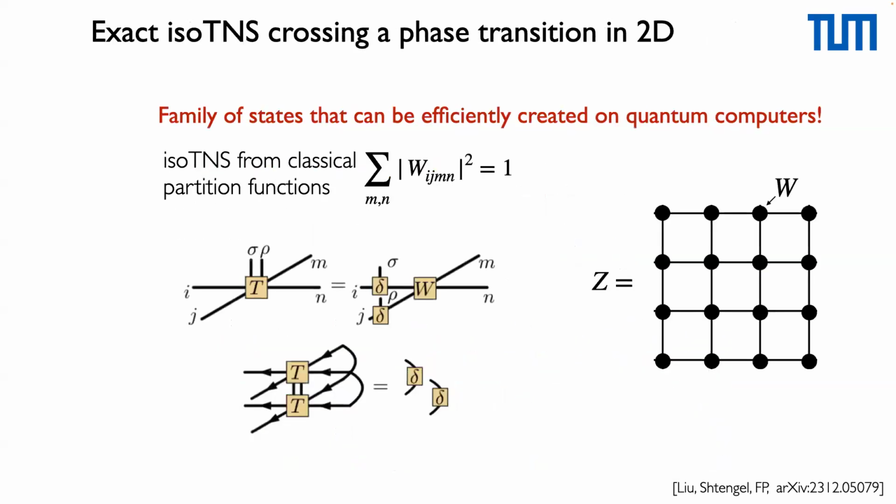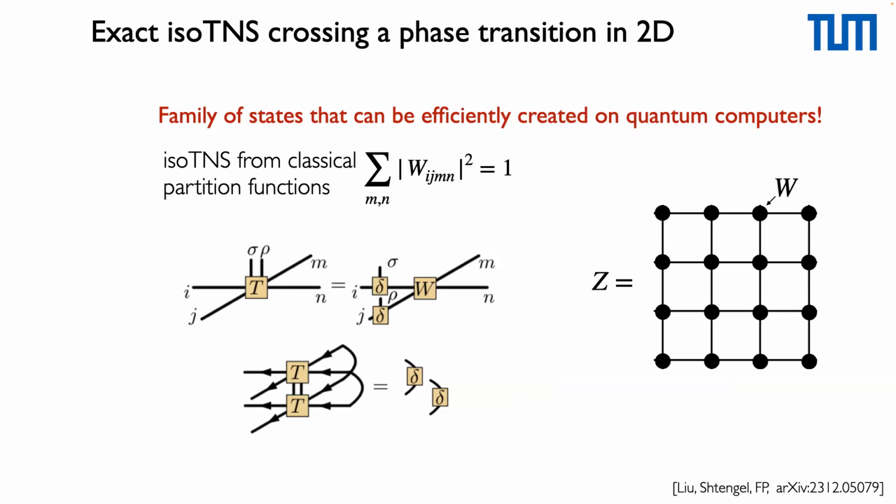So the question was: is there a systematic way to get some interesting phase transition in this class of isometric tensor networks? We found a construction that works, but I'm still struggling to understand how useful this approach is. And the idea is the following.